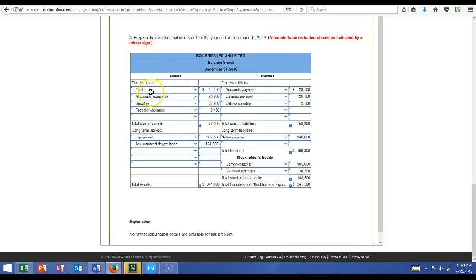Our cash, accounts receivable, supplies, and prepaid insurance gives us our total current assets. Then our long-term assets are equipment minus accumulated depreciation. Our total assets are at 341,500. We put in our payables, current liabilities, and then our long-term liabilities. Our stockholders' equity, everything's going to balance just perfectly.